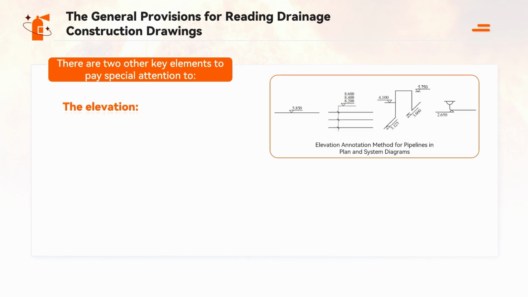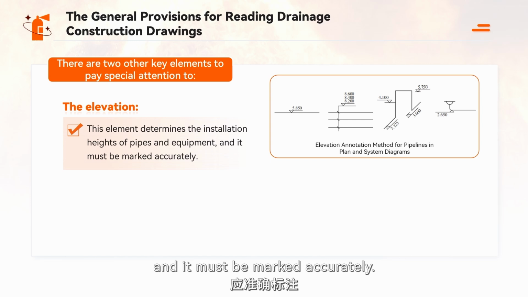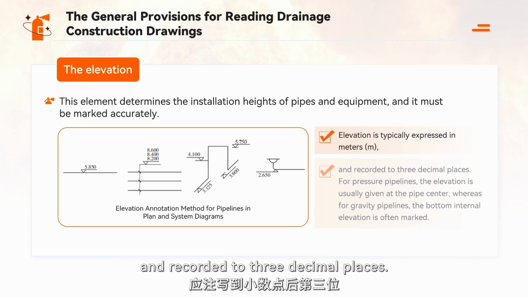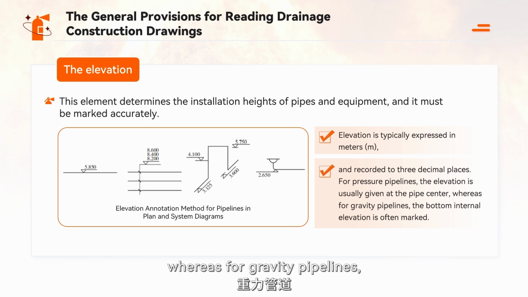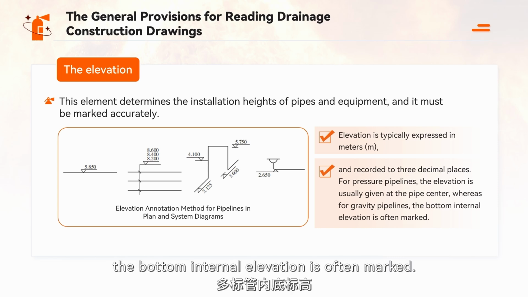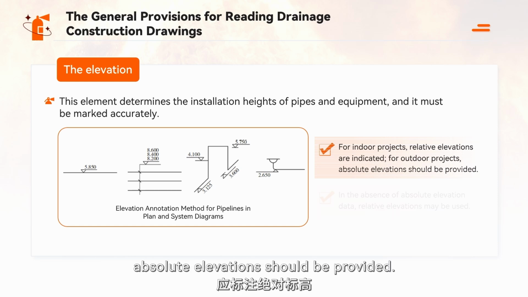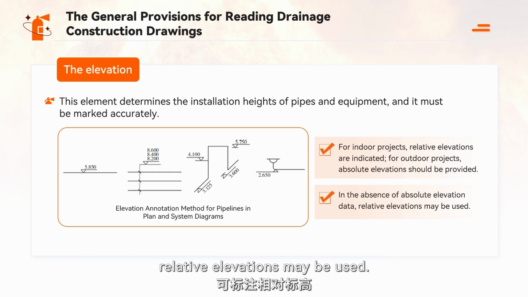First, the elevation. This element determines the installation heights of pipes and equipment, and it must be marked accurately. Elevation is typically expressed in meters, m, and recorded to 3 decimal places. For pressure pipelines, the elevation is usually given at the pipe center, whereas for gravity pipelines, the bottom internal elevation is often marked. For indoor projects, relative elevations are indicated. For outdoor projects, absolute elevations should be provided. In the absence of absolute elevation data, relative elevations may be used.